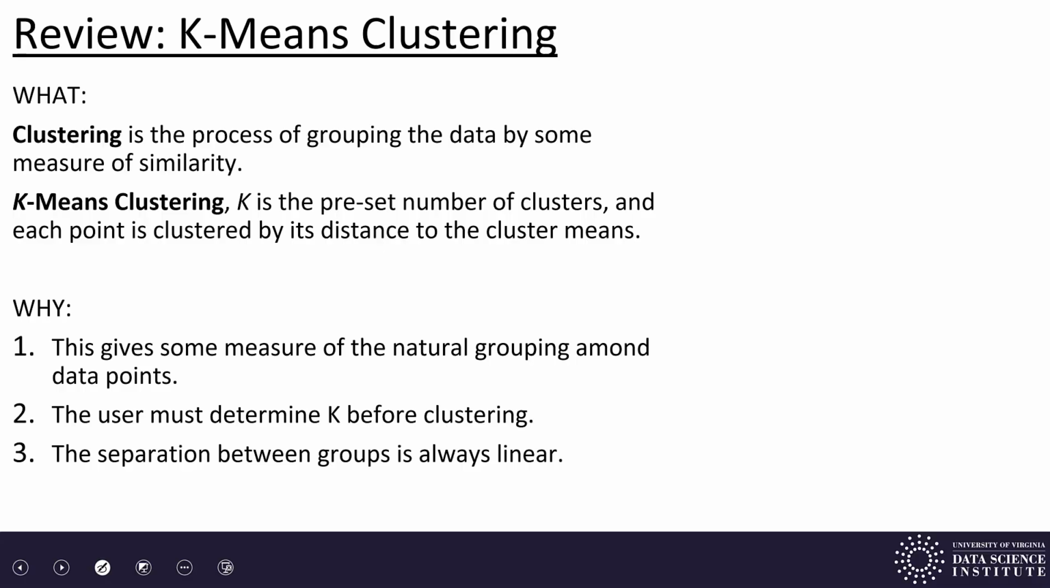So why do we do this? It gives us some measure of natural groupings among the data points. Some other things we talked about. The user has to determine k. So you have to know how many clusters you're going to pick. So what you pick as k may not be the natural optimal value for k for your data, but you get some measure of clustering. And another property we've talked about for k-means, the separation between groups is always linear.